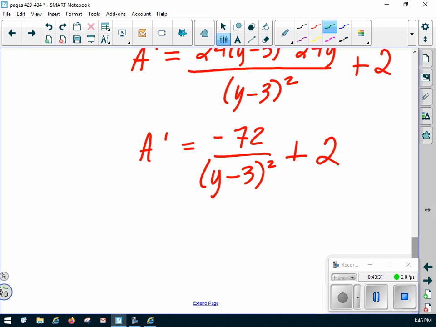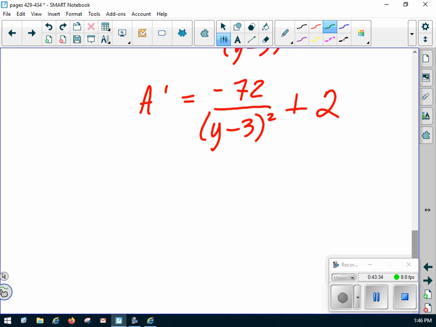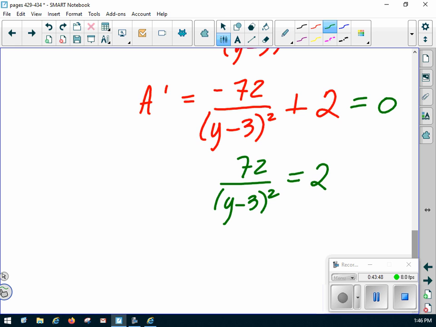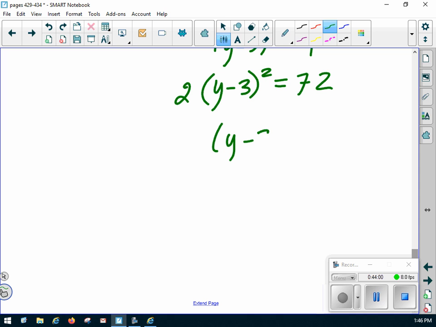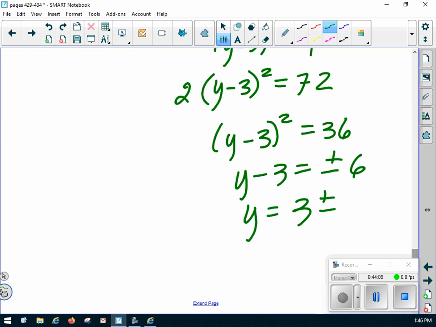What do you want the derivative equal to? 0. So it may be faster for you to do that in your calculator or to do it by hand. I don't know. I'll try it by hand. If you want to try it in your calculator, knock yourself out, and let's see if we get the same answer. Oh, let's do this. Does y equal 9?